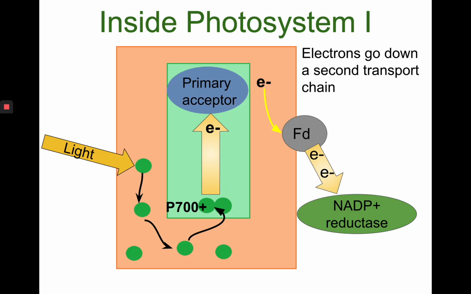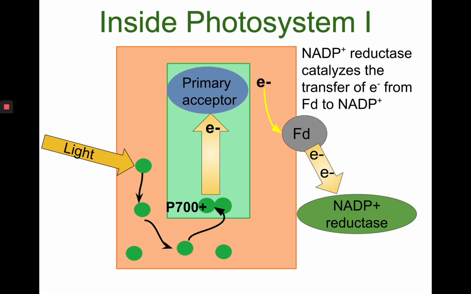And then the electrons are going to go down a second electron transport chain. The proteins are a little different in this one. We have ferredoxin, which then moves the electrons into NADP+ reductase, which is going to help us make an electron carrier molecule, NADPH. So NADPH is important because it's going to help move energy from the light-dependent reaction into the light-independent reaction. So like I said, NADP+ reductase is going to catalyze the transfer of electrons from ferredoxin to NADP+ to create NADPH.